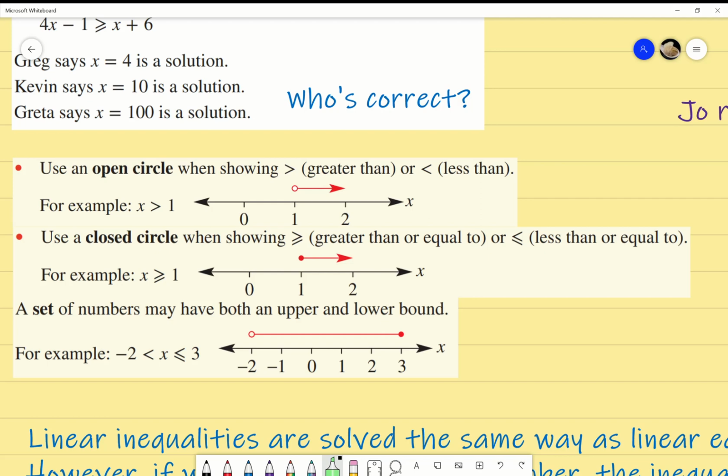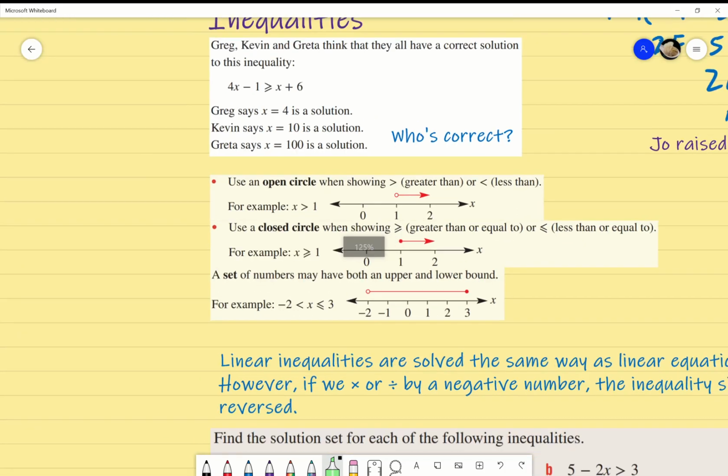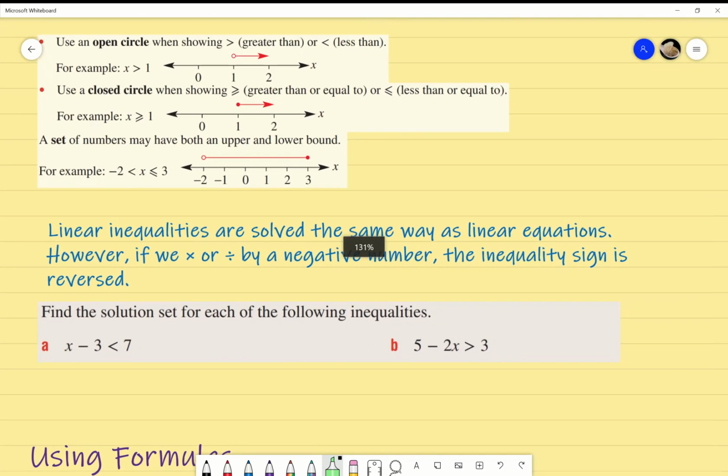So we pretty much treat linear inequalities the same way we do linear equations, but just with an extra rule or two. We're going to look at the rule when it comes to rearranging or transposing these linear equations. I'll leave that up on the screen just at the top so that you guys can finish copying that down if need be.